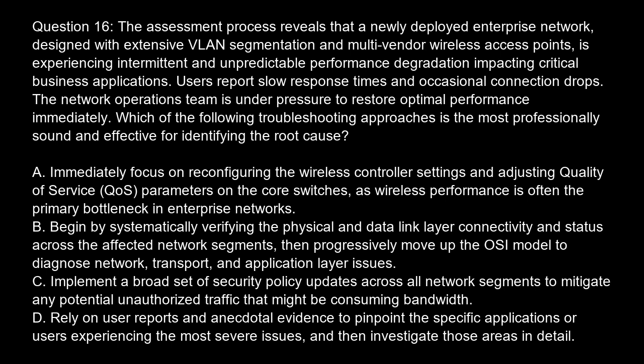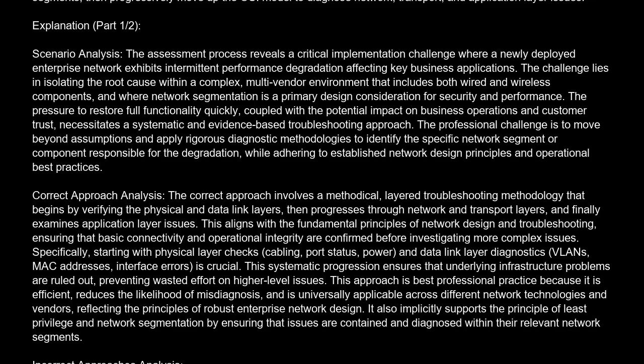Option C. Implement a broad set of security policy updates across all network segments to mitigate any potential unauthorized traffic that might be consuming bandwidth. Option D. Rely on user reports and anecdotal evidence to pinpoint the specific applications or users experiencing the most severe issues, and then investigate those areas in detail. The correct answer is B. Begin by systematically verifying the physical and data link layer connectivity and status across the affected network segments, then progressively move up the OSI model to diagnose network, transport, and application layer issues.